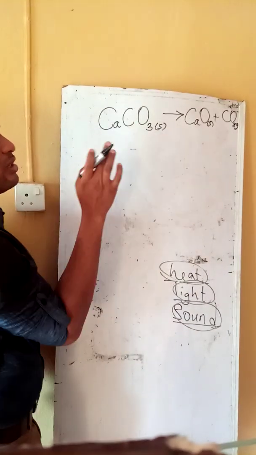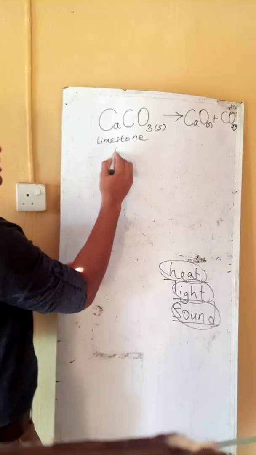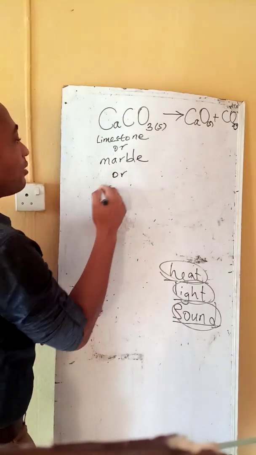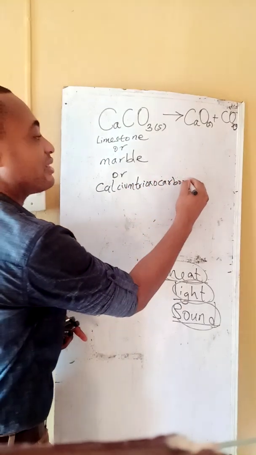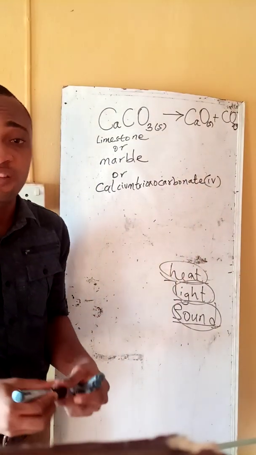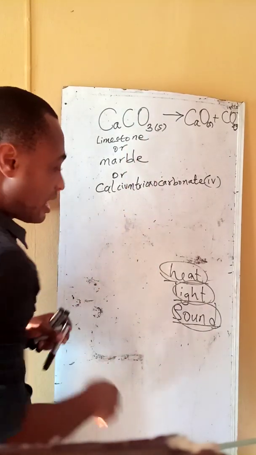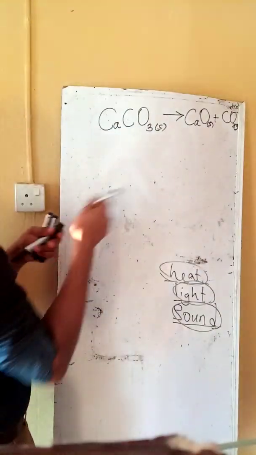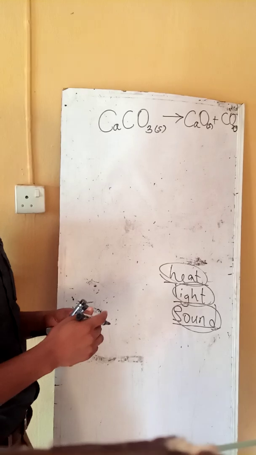Now look at this reaction. Take note, this can be called limestone. This can also be called marble. This can also be called calcium trioxocarbonate(IV). You see, as a chemistry student, you must not only know the IUPAC nomenclature of a particular compound. Old names are also important. You must know the old names too. I hope you got that. So this is called limestone, and our limestone upon decomposition gives us calcium oxide and carbon dioxide.